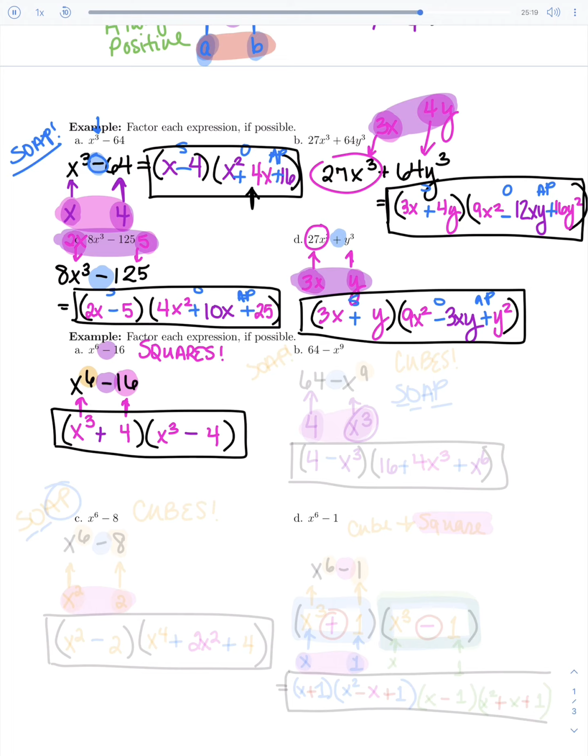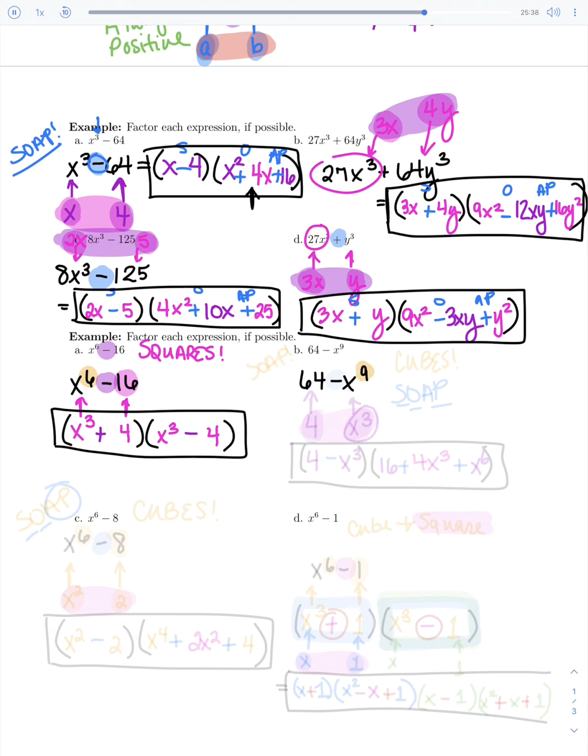Let's take a look at B. In B, it's again going to be one of those where we're confused as to whether or not we're looking at a square or a cube. The reason why you might be confused is because of the 64. 64 is 8 squared. It's also 4 cubed, so that doesn't help.